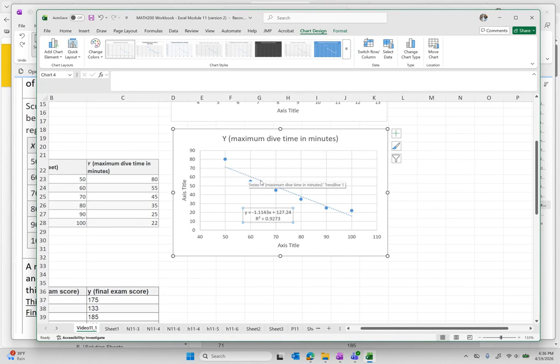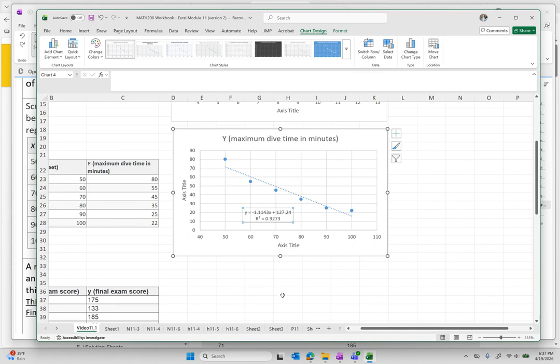So another thing you want to notice is that this line is only sketched from the smaller x value, which is 50, to the largest x value, which is 100. So when you are guessing for 110, which is a little farther away from your data set, this line was not created for values farther away from your data set. So you should always guess with some level of caution.